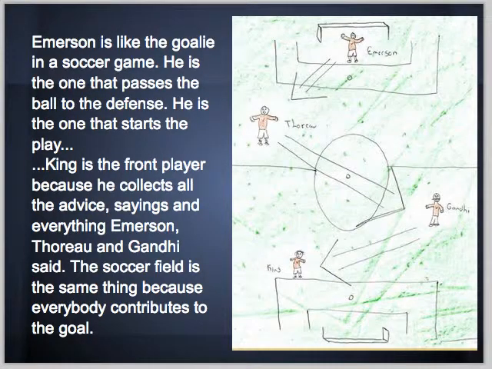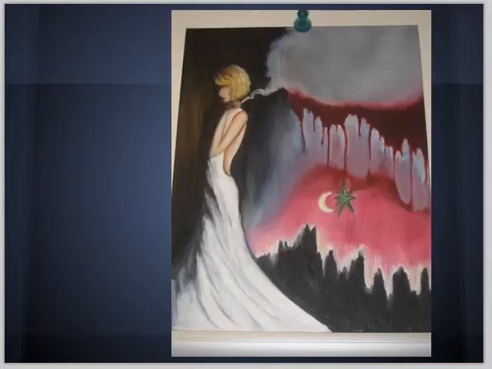Here's another one. This student envisioned civil disobedience as a soccer field and had the different players passing the ball from one to another, and put Emerson as the goalie because he passed the ball in. King was the front player because he collects all the advice and everything, and so everybody contributing to the goal was part of the kids' point. These were my EL writers, so this was actually kind of high level for them to get the concepts and show how it moved from one player to another.